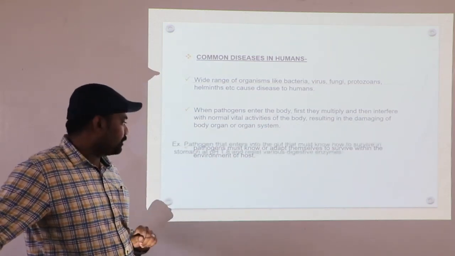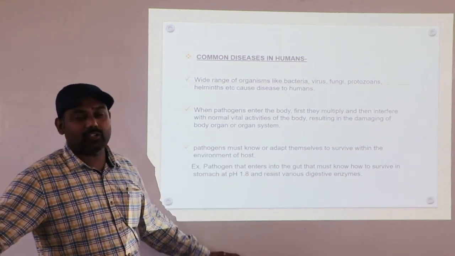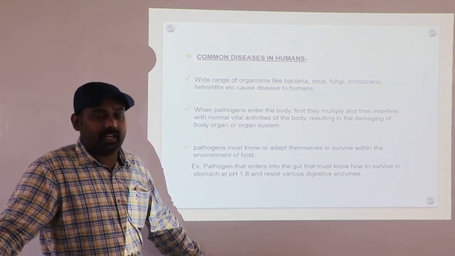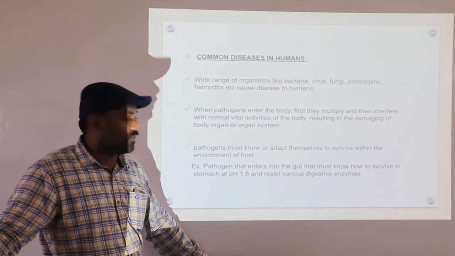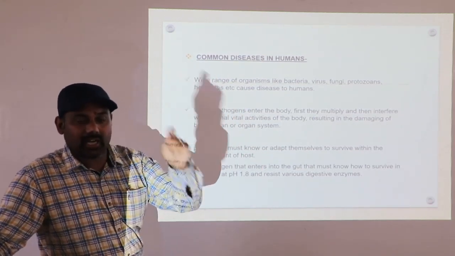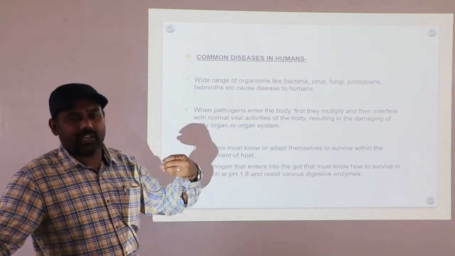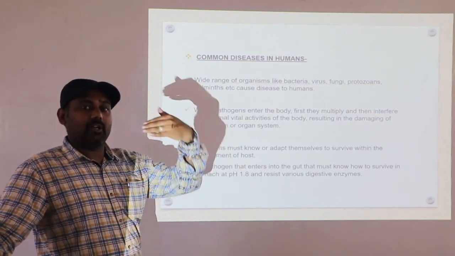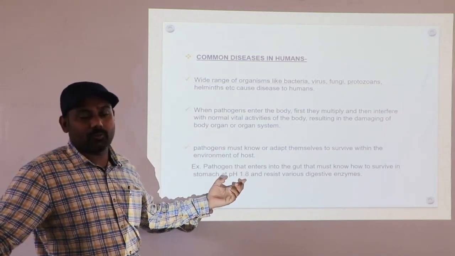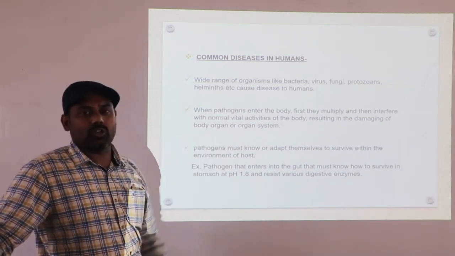Why? See the example. A pathogen that enters my body must know how to survive in the stomach at pH 1.8. As you know, 1.8 pH is highly acidic, isn't it? No organism, not bacteria, not virus, can survive at pH 1.8. So the organism entering my body must adapt itself to survive at pH 1.8, then only is it going to cause disease, otherwise no. Because any kind of organism, when it enters my body, first enters the stomach, and our stomach is able to produce 1.8 pH. So that organism has to adapt itself to survive at that pH. Then it can spread all throughout the body and cause disease.